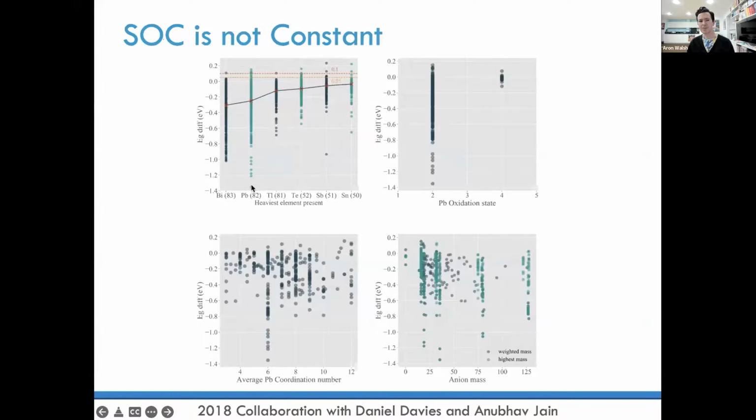And initially I thought that was a bit strange. So I got Dan to break it down in terms of oxidation state. You see there are actually many more lead-2 compounds, so most of the distribution is in lead-2. Then I thought, okay, it must depend either on the coordination environment or on the anion that's present. But yet we couldn't see any clear correlation. So that's what these plots are trying to show.